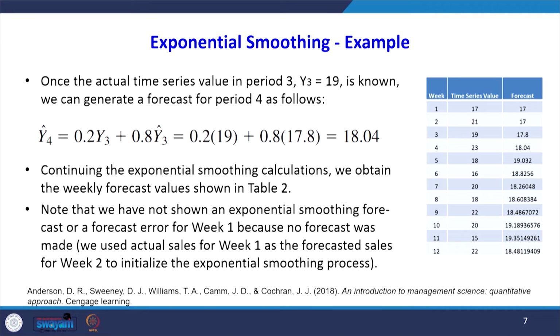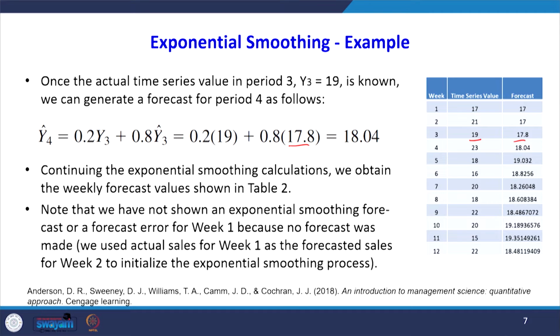Once the actual time series value in period 3, which is 19, is known, we can generate a forecast for period 4. So, we extend the same equation: y4 hat equals 0.2 y3 plus 0.8, that is 1 minus alpha, y3 hat. What is the y3 actual value? It is 19. What is y3 hat? The forecasted value for period 3, that is 17.8. So, we have got the forecasted value for the fourth period, that is 18.04.